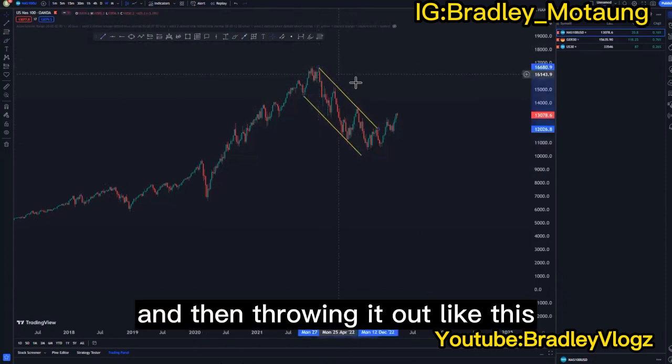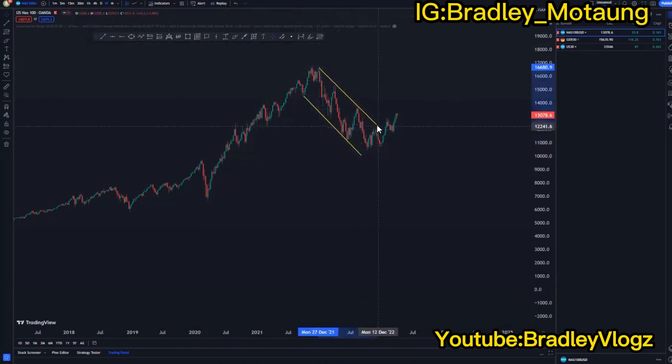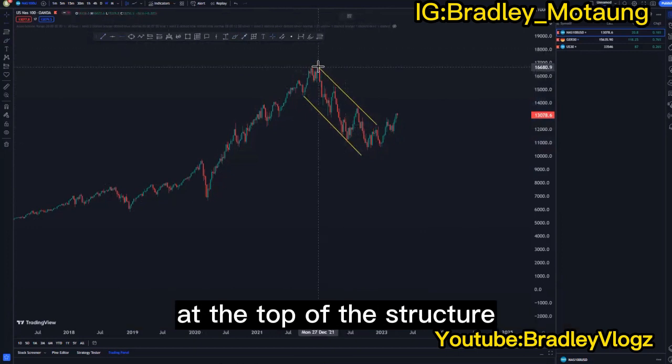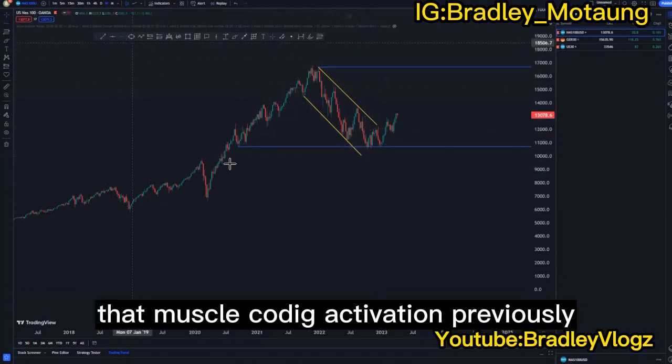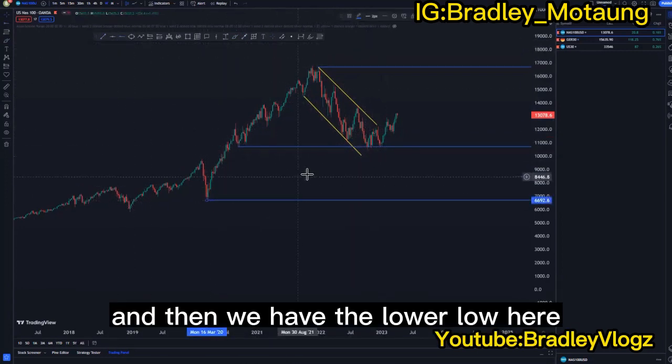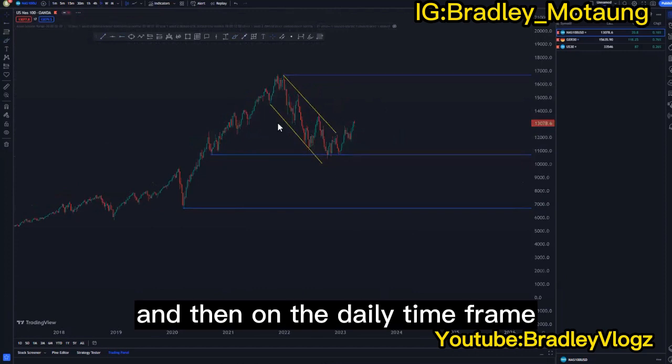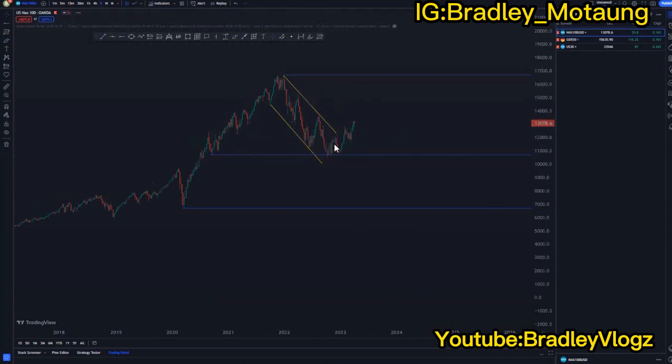And then drawing it out like this, you have the 90% rule at the top of the structure. Then you have the slow point whereby we had that mass psychology activation previously, and then we have the lower low here.